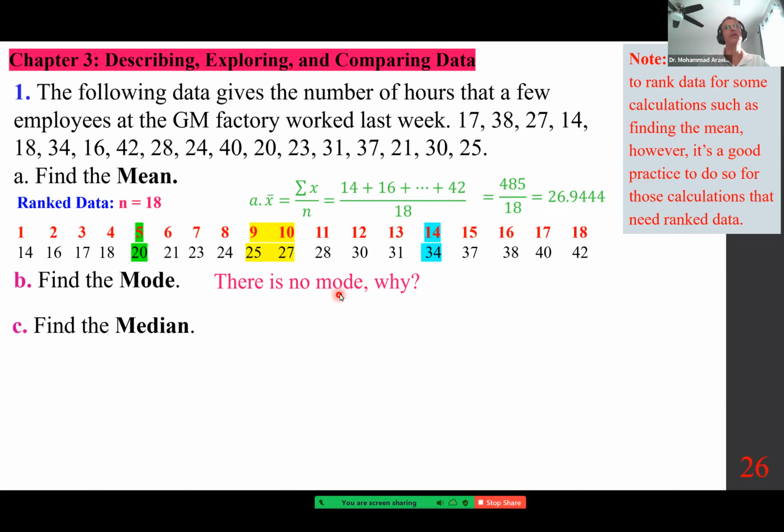The median refers to the middle of the ranked data. That's what I mean: we don't have to rank it for the mean, but we do have to rank it for other calculations. Right in the middle, there are 18 pieces, so it's between the 9th and the 10th one. We add up these two and divide by 2.